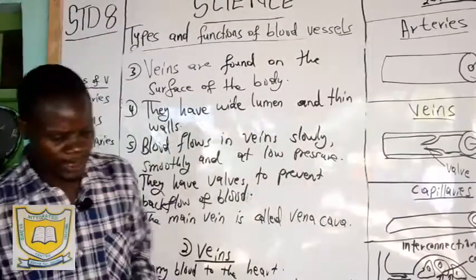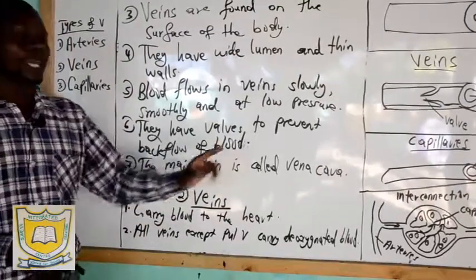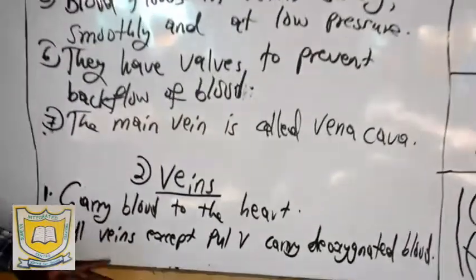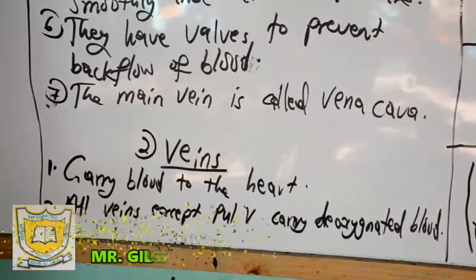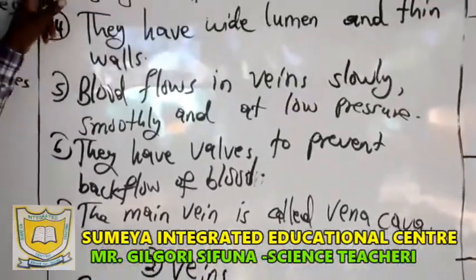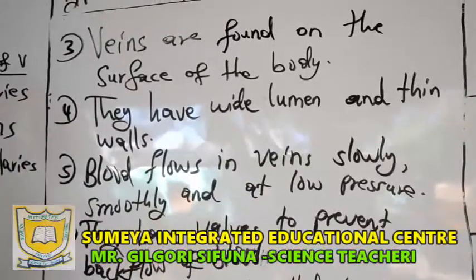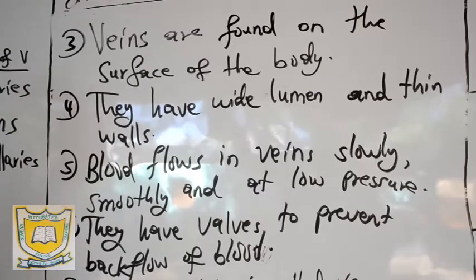Now, we say that the veins carry blood to the heart. All veins except pulmonary vein carry deoxygenated blood. All veins carry deoxygenated blood, apart from pulmonary vein. We say that the veins are found on the surface of the body. So if you have minor injuries, you will find that the veins are the most vessels that will be injured, because the veins are found on the surface of the body. But the arteries, we said they are found deep inside the body.